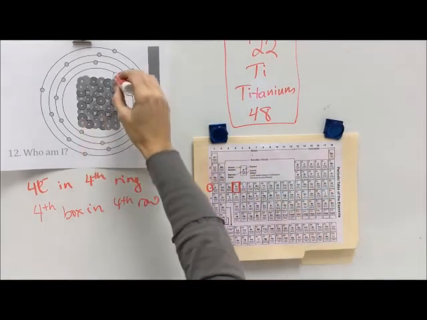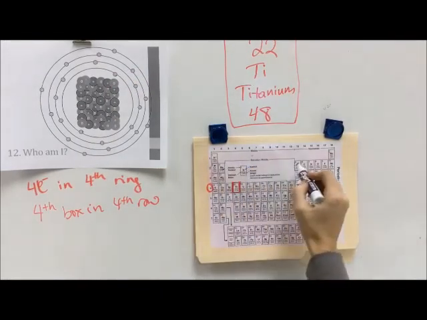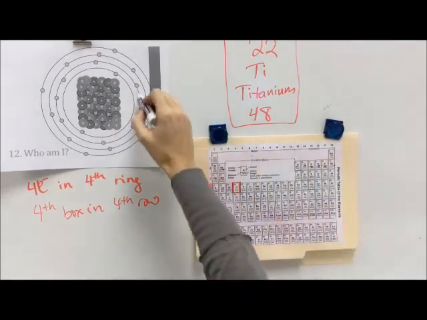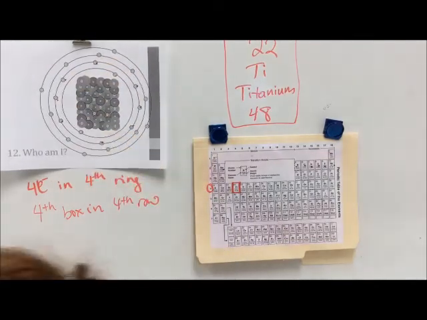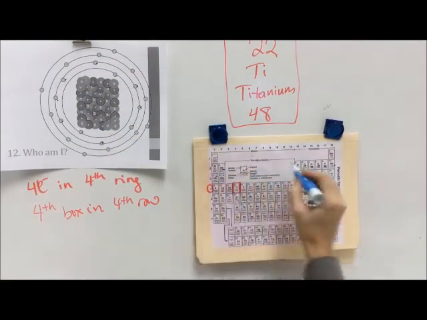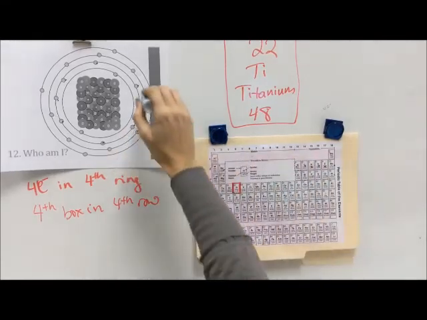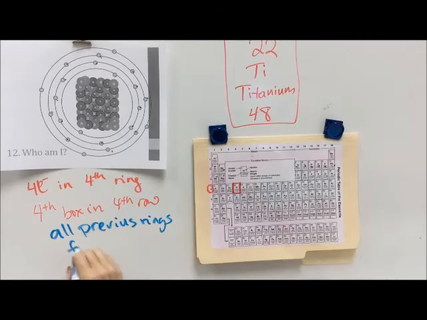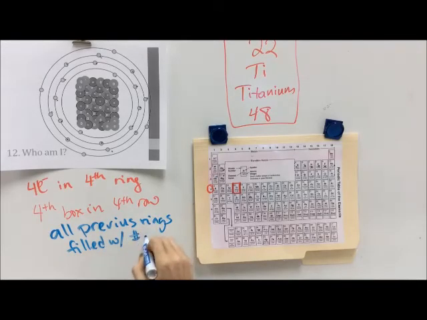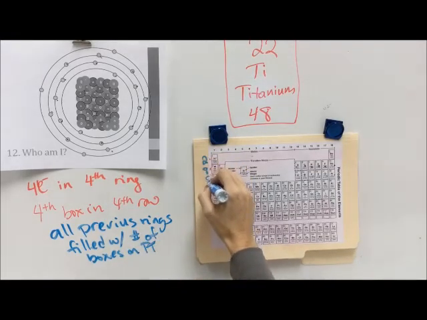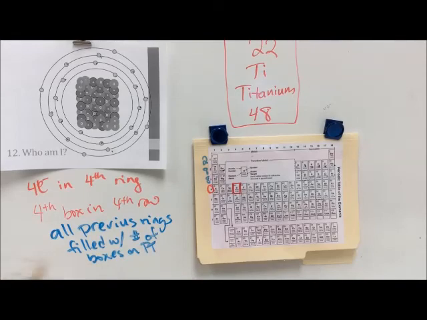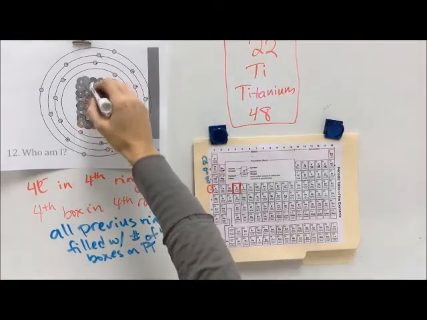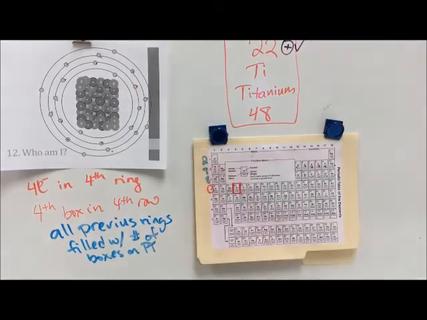There are 2 in the first ring, because we filled that up first. Then 8 electrons in the second ring, 8 in the third ring, and then 4 in the 4th ring. So all of the previous rings are filled with the same number of electrons as the boxes in the rows of the periodic table. So 2, 8, 8 is kind of our rule in that first one. And that gets important as far as bonding and all of that stuff goes when we get there shortly.